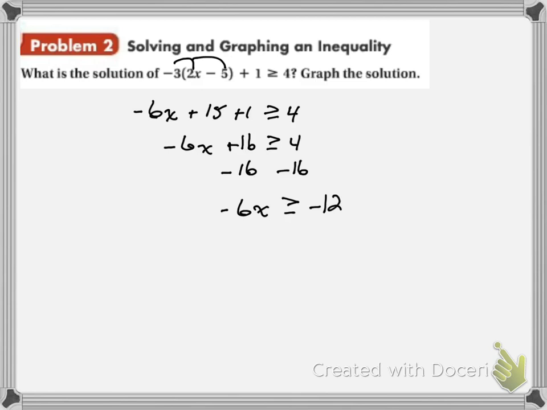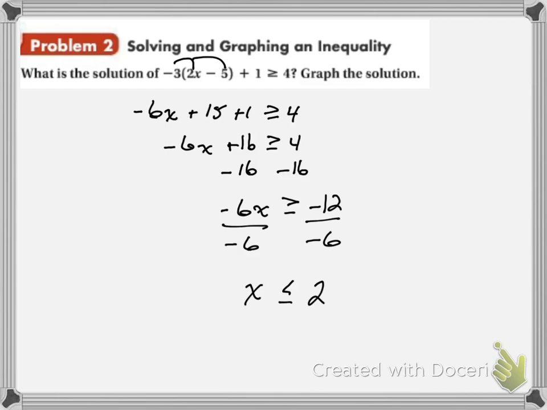Again, we're going across the inequality sign in this case, but same property, or same difference. Divide by negative 6, I get x. Now remember, divided by a negative, so I need to go ahead and flip the sign. So greater than or equal to becomes less than or equal to, and negative 12 divided by negative 6 is positive 2.